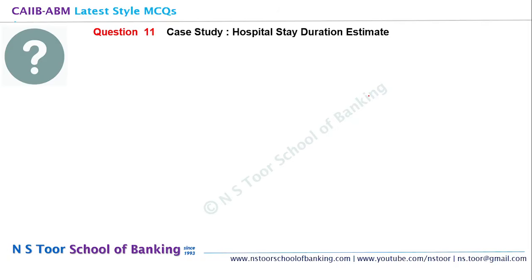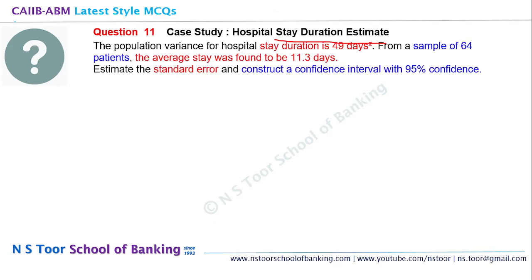Now let us go for the next question. Hospital stay duration estimate. This is the population variance that they have given. So population variance for hospital stay duration is 49 days. A sample of 64 patients, n is equal to 64.